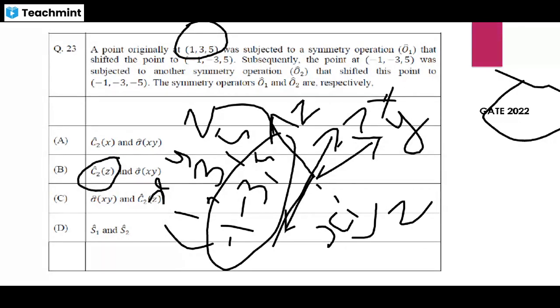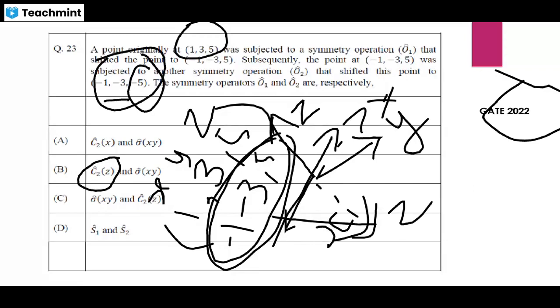Then the other operation shifted the -1, -3, 5. You already did the first operation, so you should take another operation in which the x and y signs are not changed and only z changes, to -5. That means sigma is a plane in the xy direction. If you insert a plane in the xy plane, plus z becomes minus z. So this is the plane. This is the answer, these two symmetry operations. You check the answer by yourself.